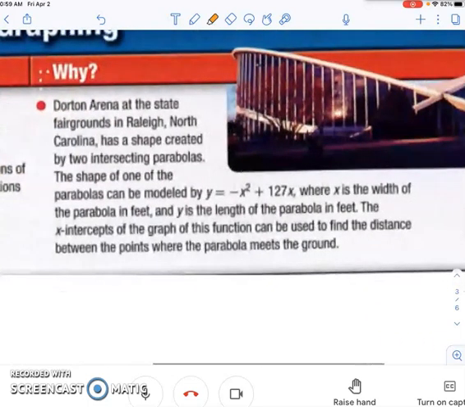Why? Dorton Arena at the State Fairgrounds in Raleigh, North Carolina has a shape created by two intersecting parabolas. The shape of one of the parabolas can be modeled by this equation, where x is the width of the parabola in feet and y is the length of the parabola in feet. The x-intercepts of the graph of this function can be used to find the distance between the points where the parabola meets the ground.